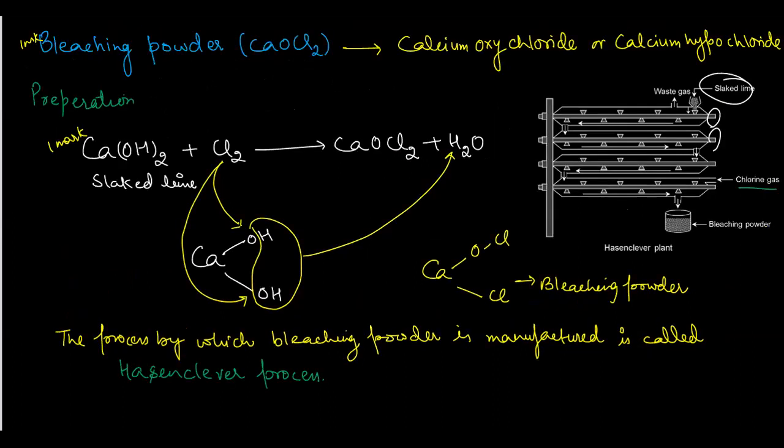So let's come to the next part, which is bleaching powder. A 1 mark question arises from bleaching powder. Bleaching powder is actually calcium oxychloride, CaOCl2. The question is: what is the chemical name of bleaching powder? The chemical name of bleaching powder is calcium oxychloride or calcium hypochlorite.